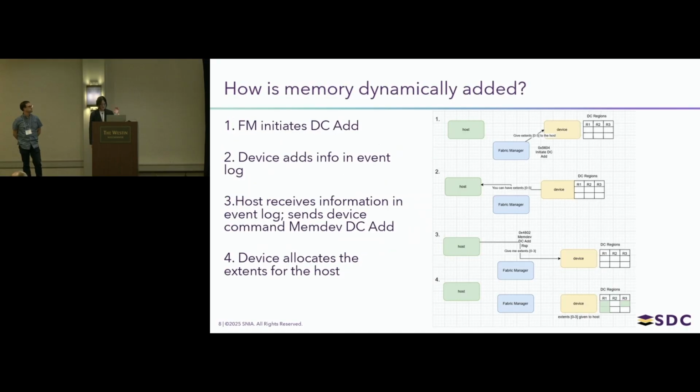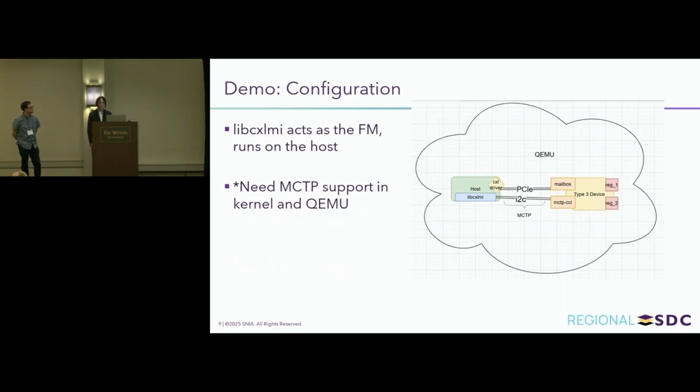Next slide. So to better visualize this, libcxlmi will act as the Fabric Manager in this scenario. So now that we have all the parts that we need, we can actually emulate dynamically adding system RAM entirely in software. And I'll be doing this in a quick demo. But before we start the demo, I do need to go over the configuration of what we'll be emulating. We'll emulate a dynamic capacity device that is directly attached to the host VM through a PCI bus.